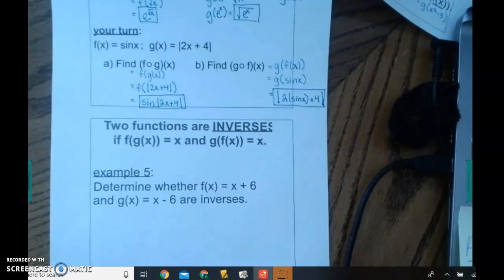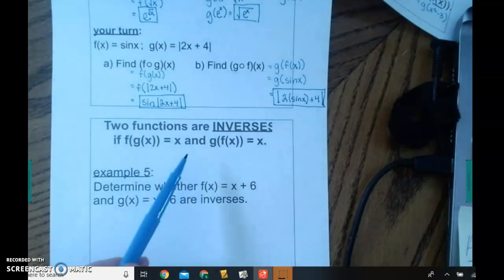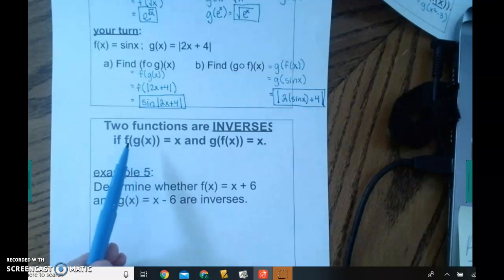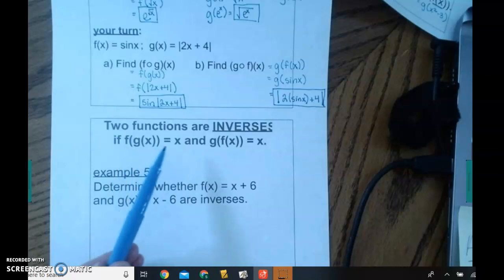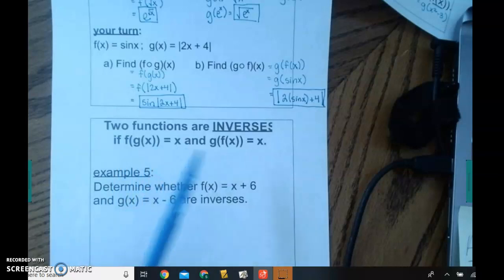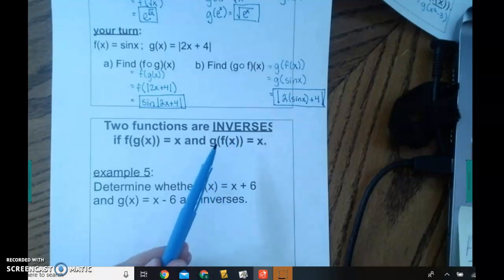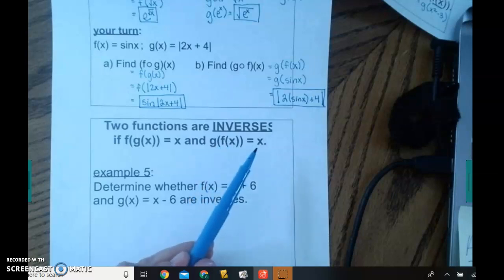Okay, to finish the notes, the last thing we're going to talk about is determining if two functions are inverses of each other. Two functions are inverses if f of g of x equals x and g of f of x equals x. So let's talk about what that means. That means if I substitute whatever g of x is equal to into my f of x and I simplify that, my solution is going to be x. If I substitute f of x into the g of x function and I simplify it, it should equal x.